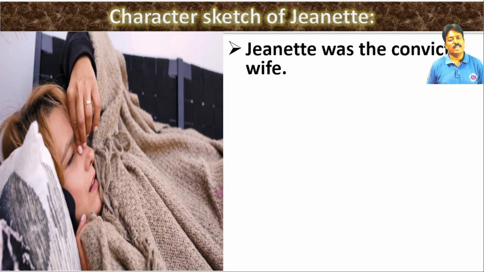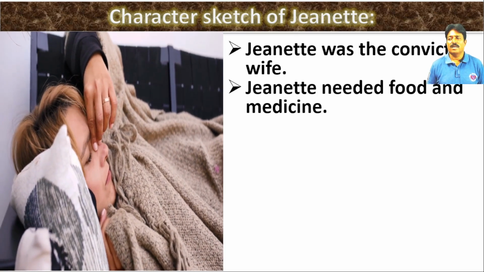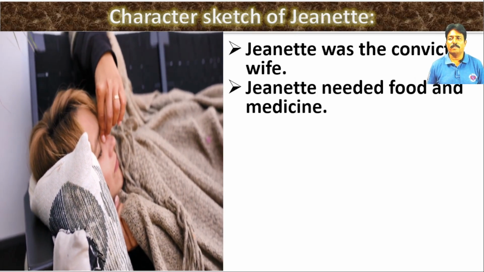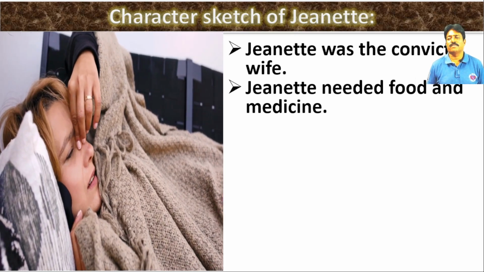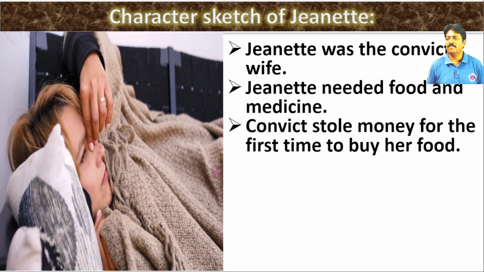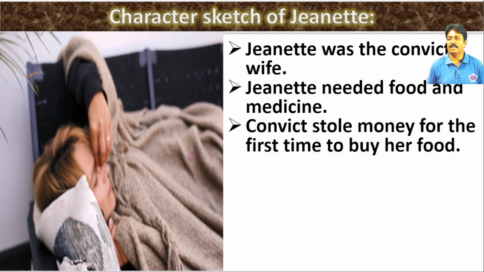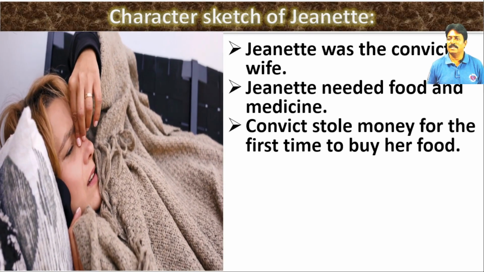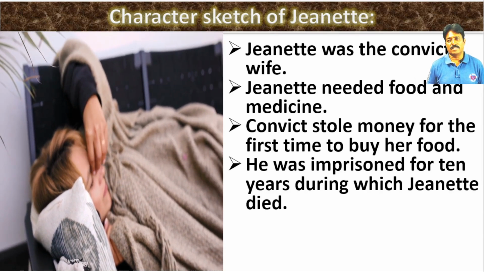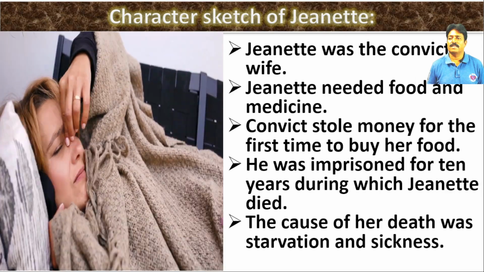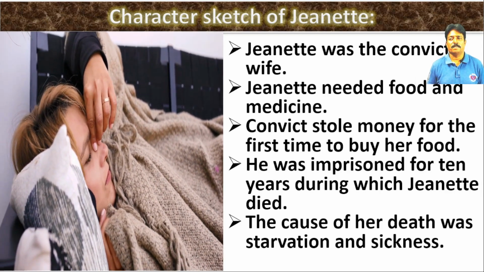His wife fell seriously ill. Jeannette needed food and medicine. At that time, the convict was without a job. This led him to steal and buy food for his dying wife. He stole money for the first time to buy food for her. He was caught by police and none of his pleas was considered. He was imprisoned for 10 years, during which Jeannette died. Hence, the cause of her death was starvation and sickness.